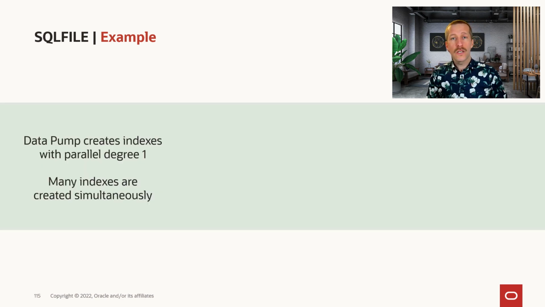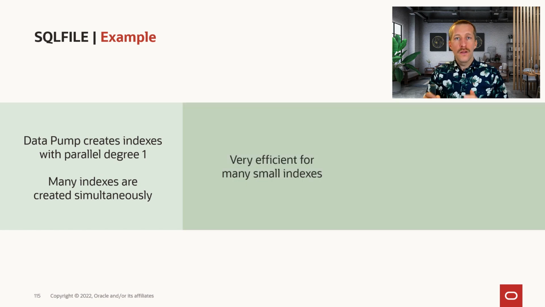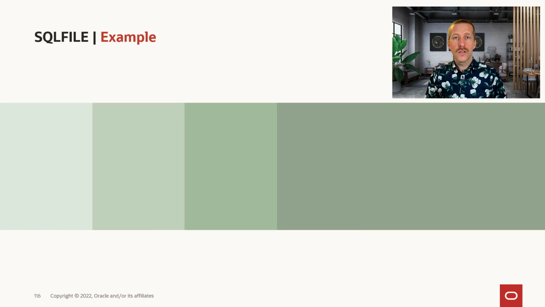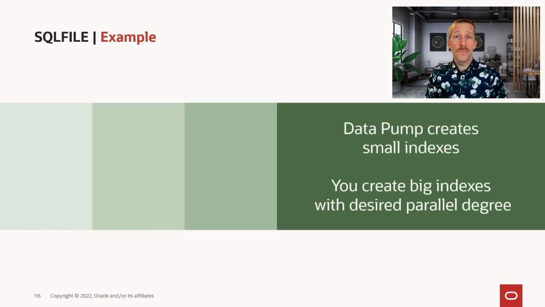We learned previously today that when Data Pump creates indexes, it'll create many indexes at a time, and each index will be created with a parallel degree set to 1. That is very efficient if you have many small indexes, but it is also very inefficient if you have some very large indexes. So let's get the best of both worlds. We will let Data Pump create the small indexes, and we ourselves can create the big indexes with a parallel degree that we find is suitable in this situation.